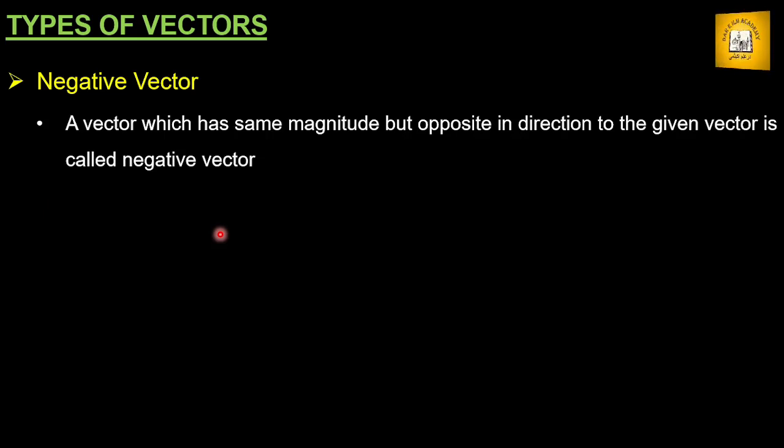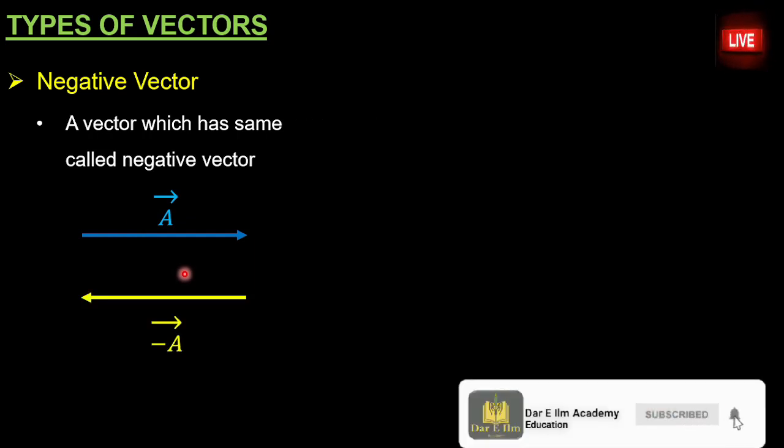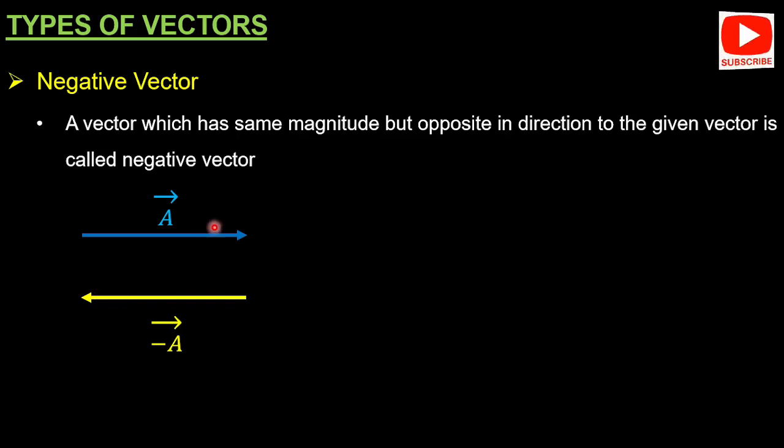Now negative vector, which is defined as a vector which has same magnitude but opposite in direction to the given vector, is called negative vector. For example, we have a vector A with a certain magnitude. Let's suppose another vector just like A, meaning the same magnitude but exactly opposite in direction, or we can say at 180 degrees to the vector A. This vector is denoted by minus vector A, where the negative sign is indicating that this vector is anti-parallel to vector A.